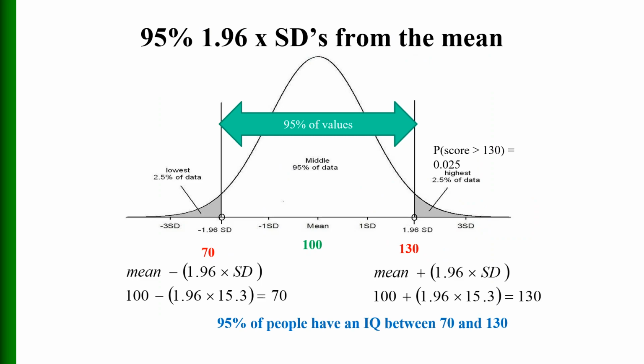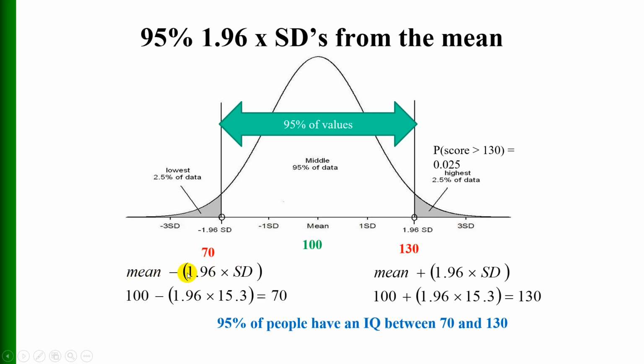And this is another distribution. In the middle, 95% of the data is in the middle, so 95% of the values fall in this area. This is minus 1.96 standard deviations and plus 1.96 standard deviations. Here is the lowest 2.5% of the data and the highest 2.5% of the data, and here the IQ score is greater than 130, and here the IQ score is less than 70.